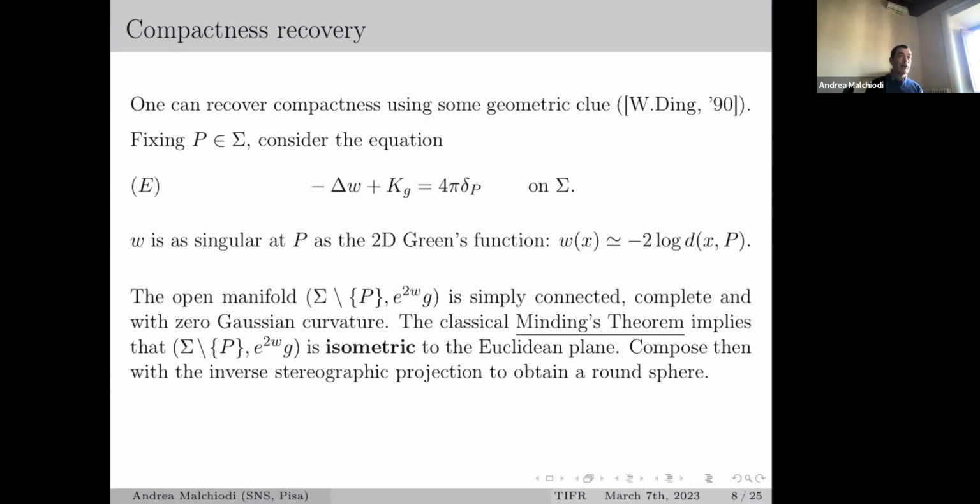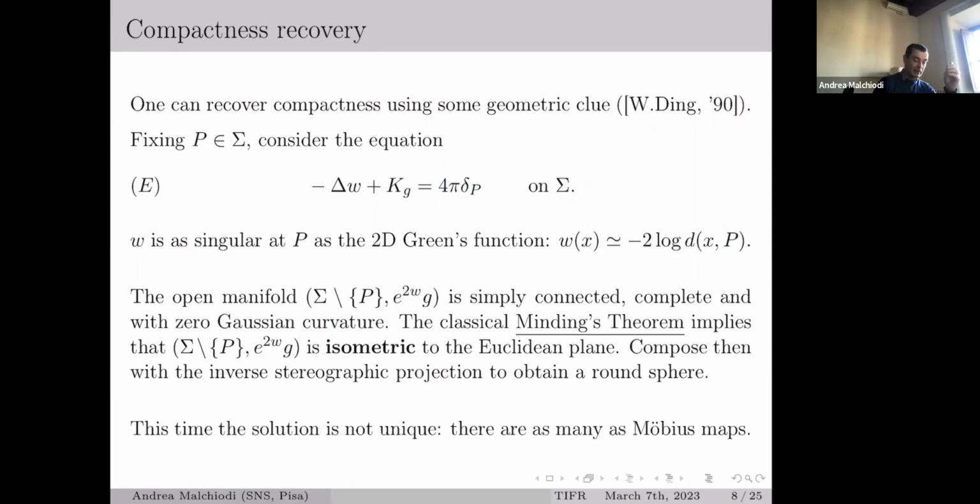Okay, and now once you have the isometry to the plane, you can compose with the inverse stereographic projection to get a sphere. So that's how you can solve the uniformization problem with the PDE approach. And now, while in the case of negative curvature the solutions were unique, now they're no longer unique because you can compose every solution with a Möbius map. So you get as many solutions as Möbius maps.